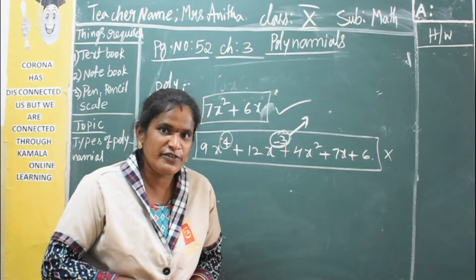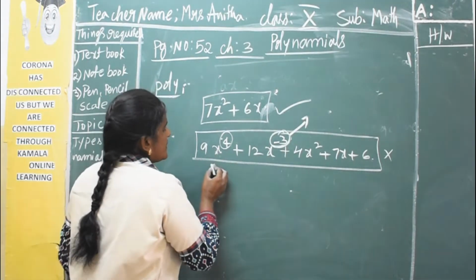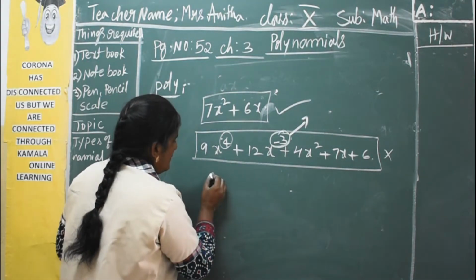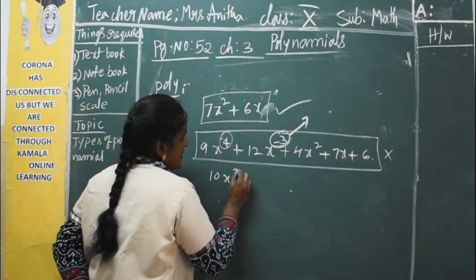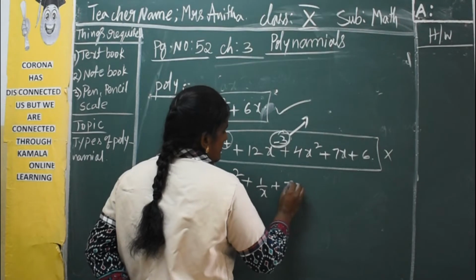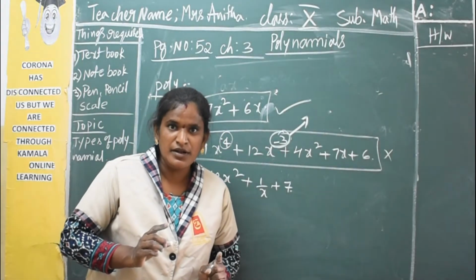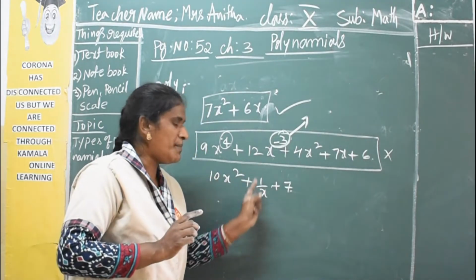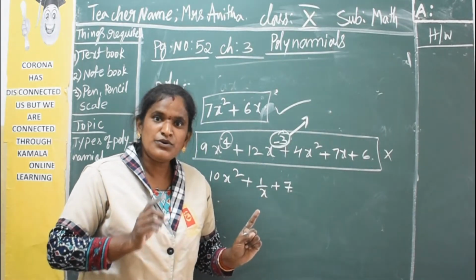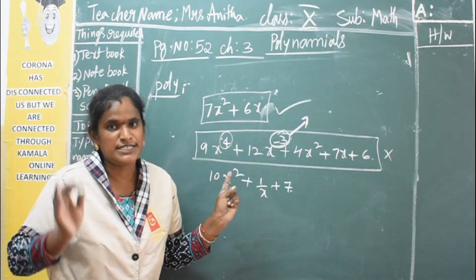Got my point, children, everyone? I hope everyone understood. Next, I am taking another example: 10x square plus 1 by x plus 7. In this, you have to observe, this is an algebraic expression. Definitely it is an algebraic expression.